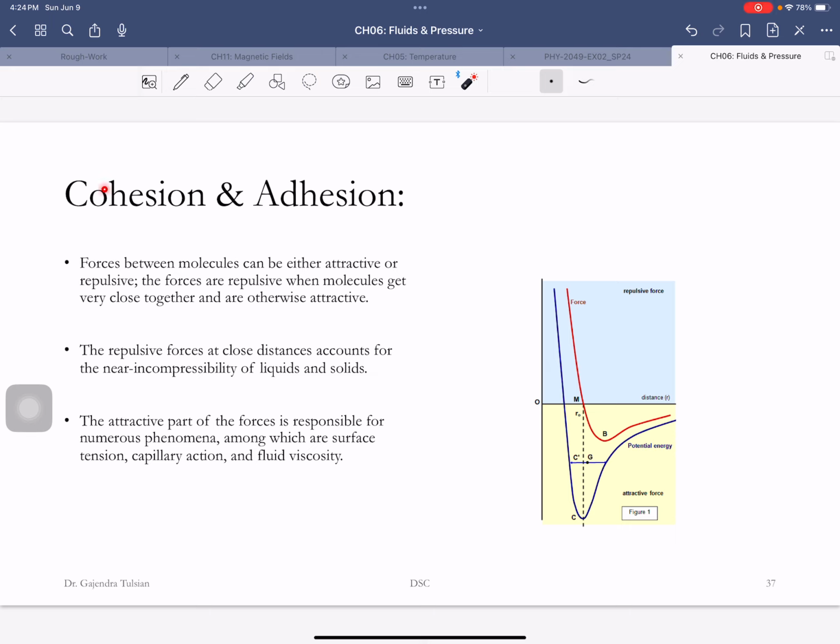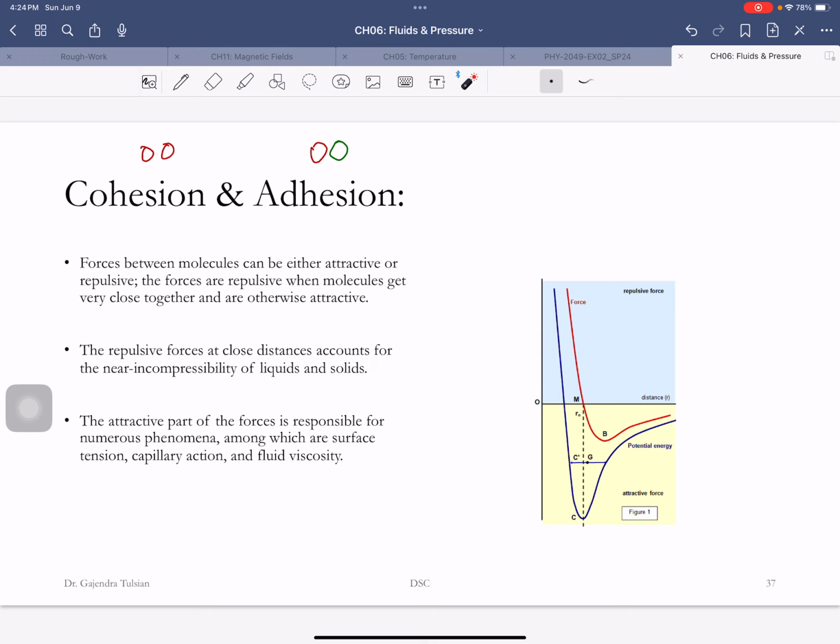Now we'll talk about cohesion and adhesion. Cohesion is attractive forces between like molecules, and adhesion is attractive forces between different molecules. So let's say you have water in a glass: the attractive force between water molecules is called cohesion, and the force between the water molecules and the glass is called adhesion.